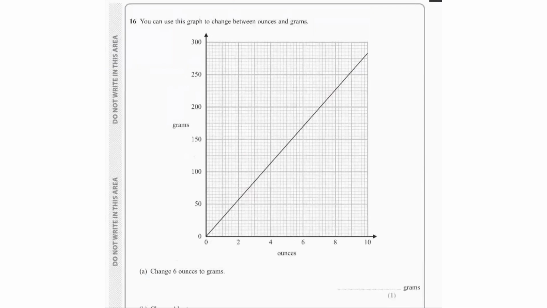Question 6 says you can use this graph to change between ounces and grams. So change 6 ounces to grams. So you draw a line from 6 ounces and you go to grams, and that is going to give you a value of 170 grams.